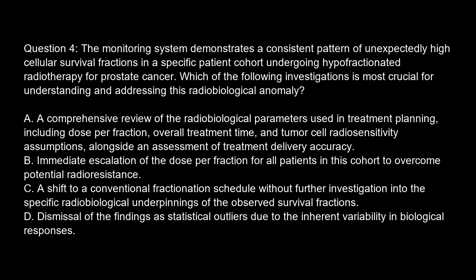Option B. Immediate escalation of the dose per fraction for all patients in this cohort to overcome potential radioresistance. Option C. A shift to a conventional fractionation schedule without further investigation into the specific radiobiological underpinnings of the observed survival fractions. Option D. Dismissal of the findings as statistical outliers due to the inherent variability in biological responses.